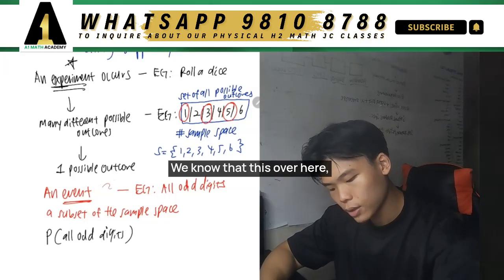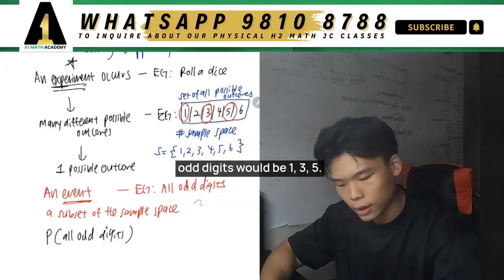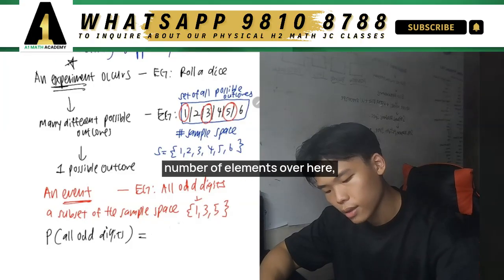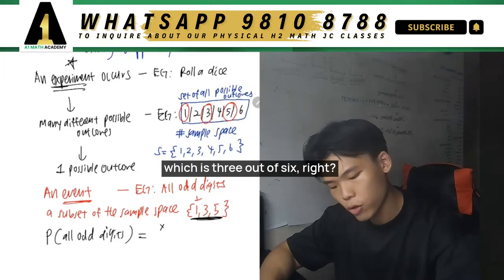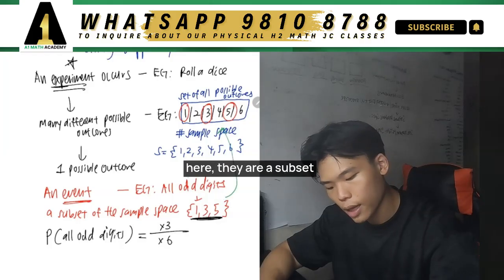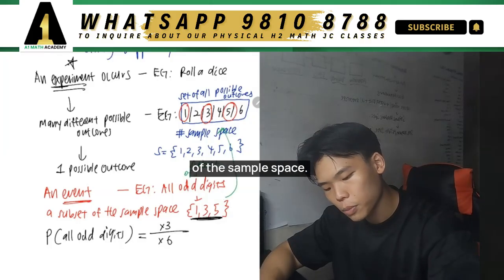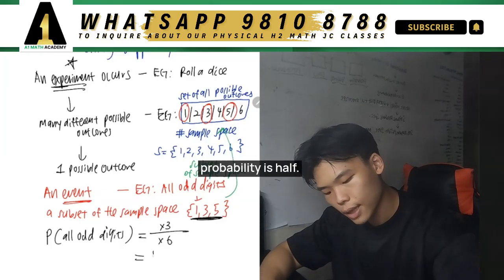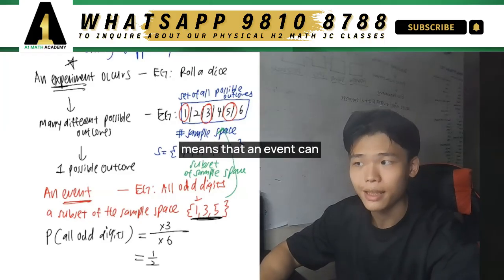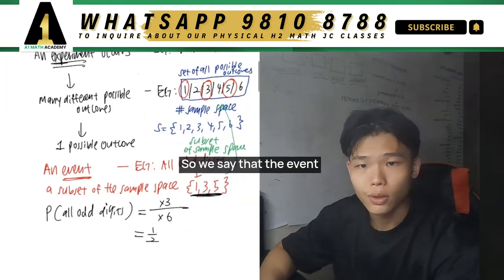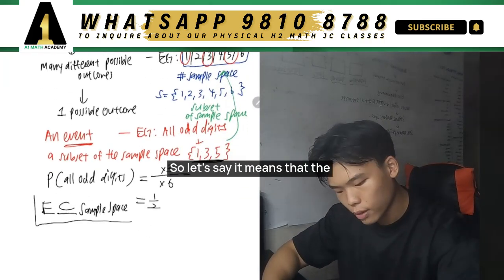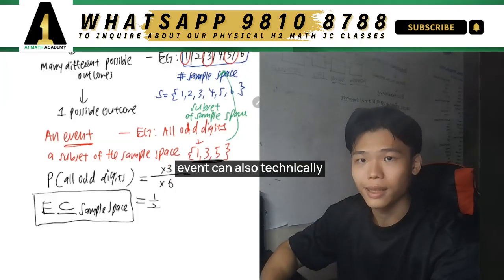Let's say I want to find the probability of getting an odd digit. The event for all odd digits would be {1, 3, 5}. So the probability of this happening would be the number of elements, which is 3, out of 6. You can see that these 3 outcomes are a subset of the sample space. So the probability is half. Now, an event is a subset of the sample space, and given the definition of subset, an event can be the whole sample space.